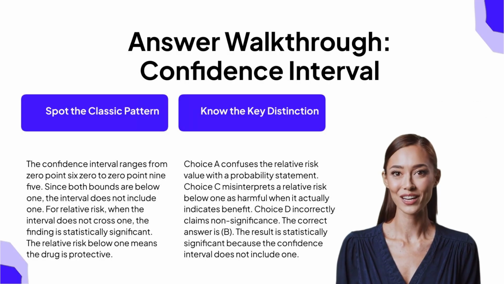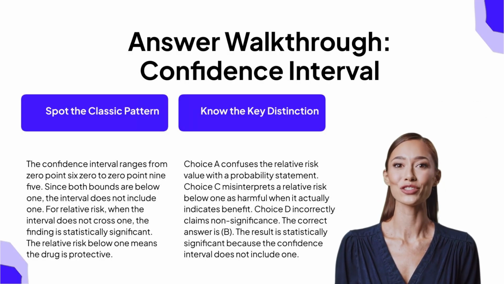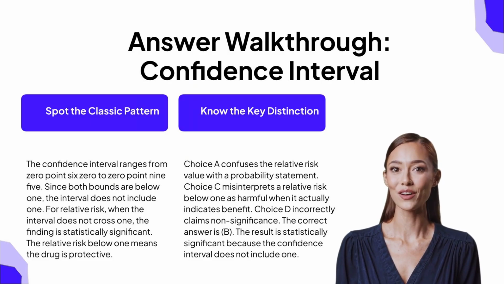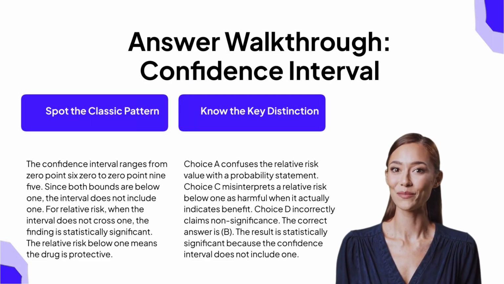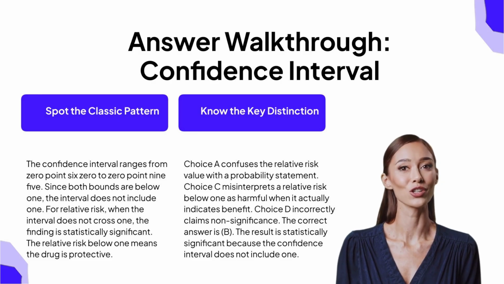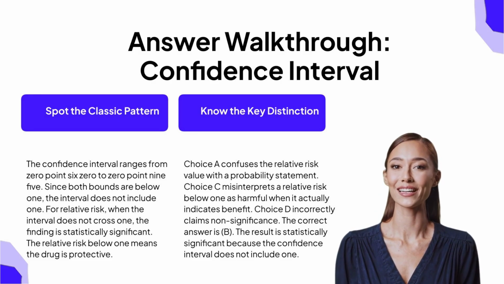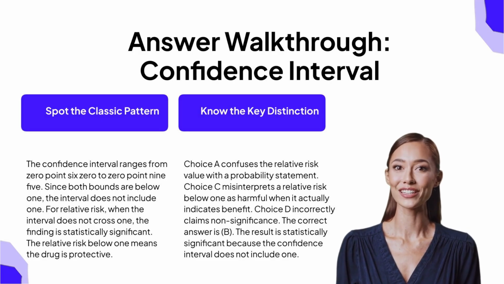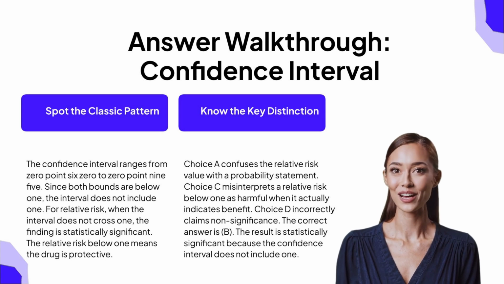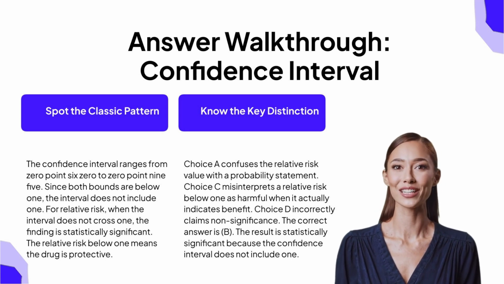Let us break down this answer. The confidence interval goes from 0.60 to 0.95. Since both numbers are below 1, the interval does not cross 1. For relative risk, this means the result is statistically significant. The relative risk of 0.75 means the treatment group had a 25% lower risk of heart attacks compared to placebo.